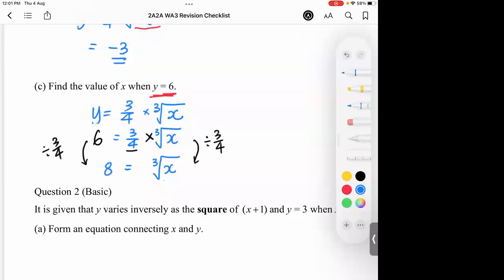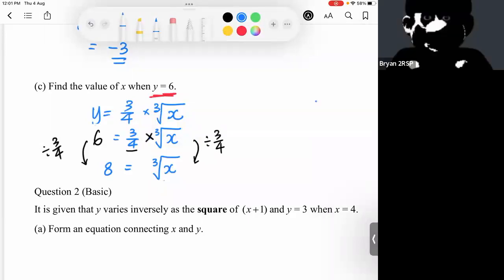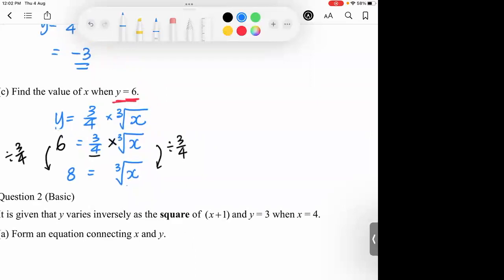Is that okay? This part until here still okay? Can or not, Brian? This one okay. Then now the next one, how to get rid, the 8 is equal to the cube root of x. How to get rid of the cube root?